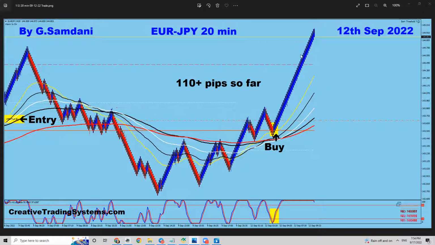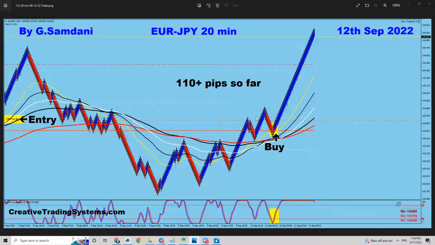So let's get started. The week started on the 12th September. This is the first trade on the 12th, Euro Yen, 20-minute chart. All the entries are from the 20-minute charts, and trades are shown here on the left-hand side with the yellow mark. Buy order here, and I sell, move to break even.